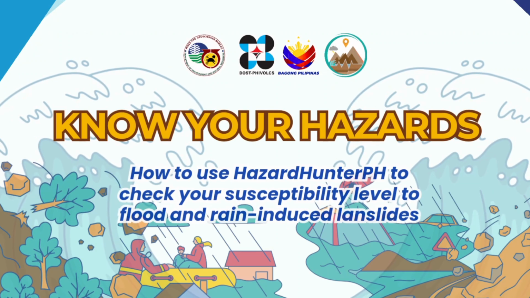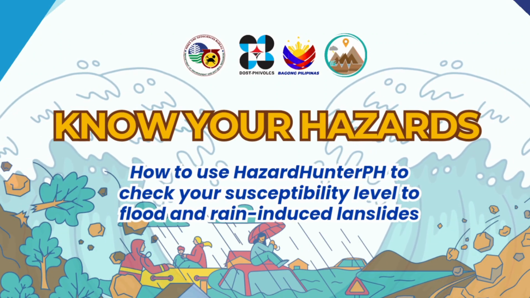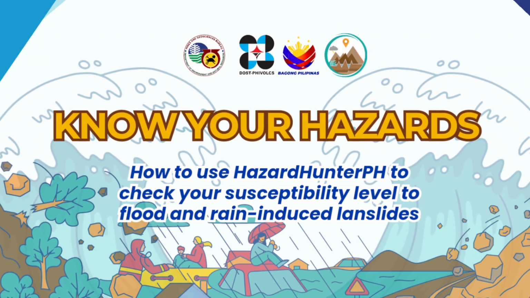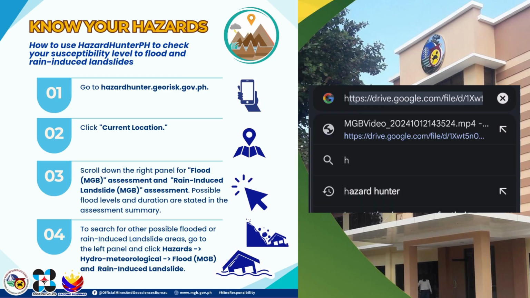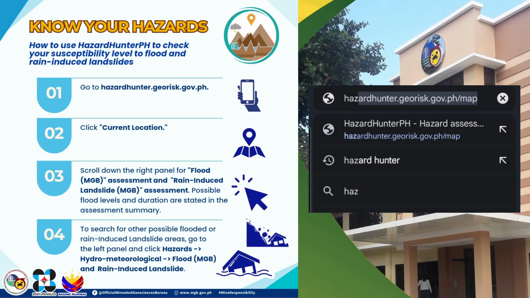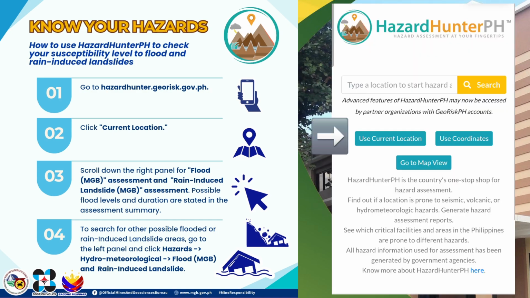Know your hazards. How to use Hazard Hunter PH to check your susceptibility level to flood and rain-induced landslides. 1. Go to hazardhunter.georisk.gov.ph. 2. Click current location.